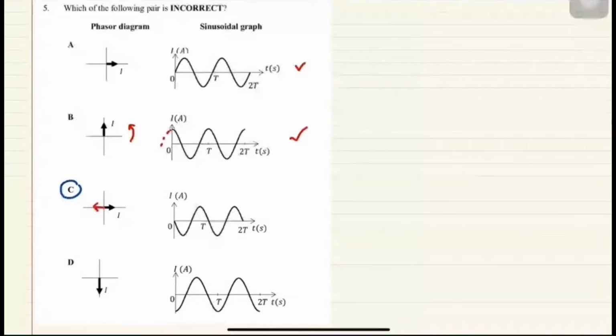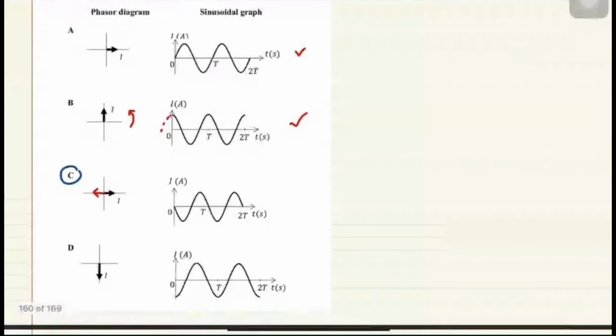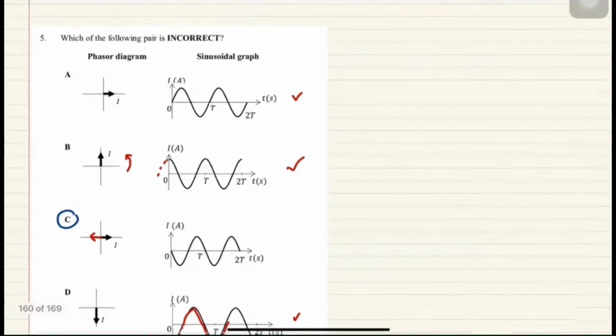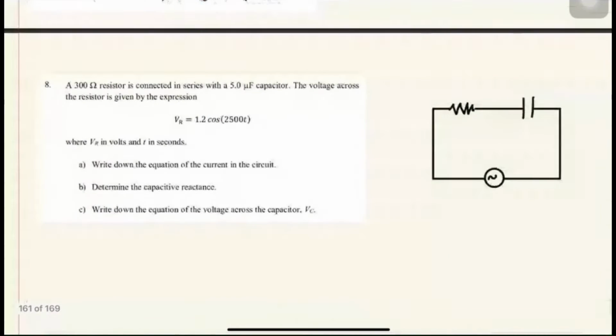And then the last one, D, it lags behind zero by 90 degrees. It is late. Okay, so here. So it is correct. It is like that. Okay, any questions about the graph? No, sir. Okay. So if there are no questions, we move on to the next one, question number 8.